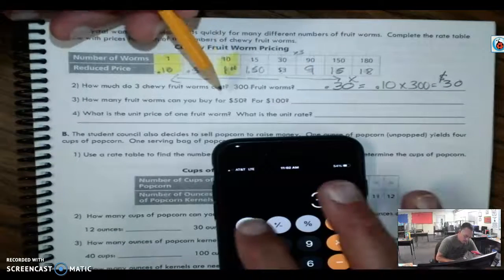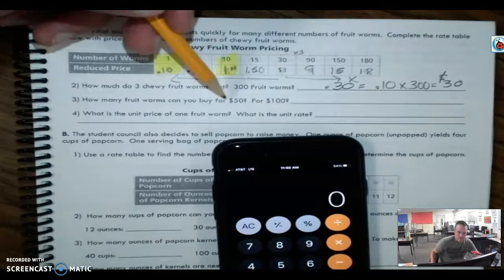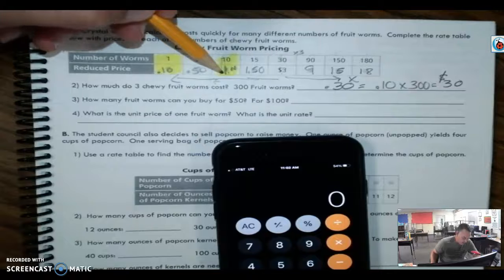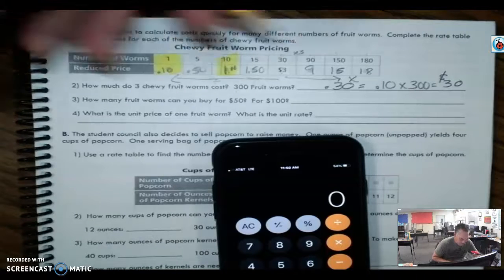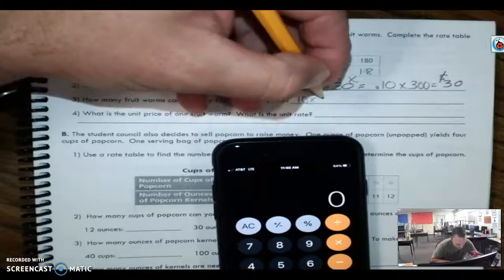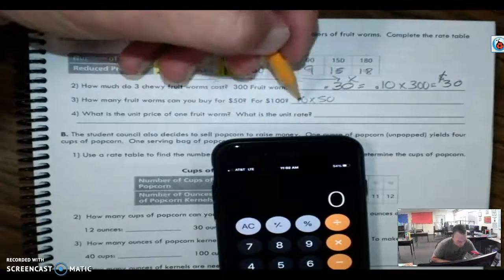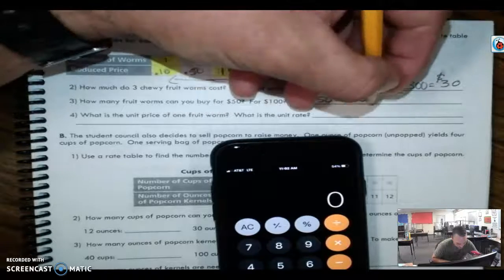Okay. So now we're going the other way. How much would 50 cost? Well, I'm going to look on here for a number like here's a 1. Okay, so 1 times 50 is 50, and it would be 10 times 50 because I get 10 gummy worms for $1. So that's 10 gummy worms times the $50, and I get 500 gummy worms.